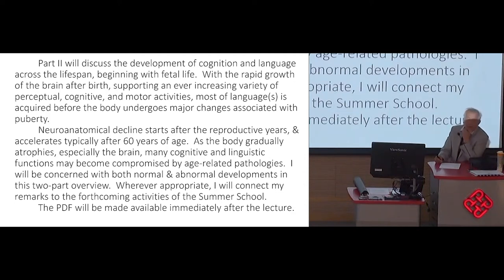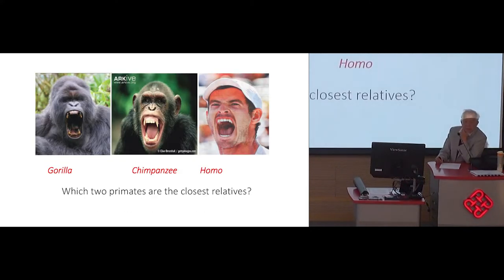Let me begin by giving you a little quiz. Many of you will recognize him, right? That's Andy Murray, one of the great tennis stars. And then there's a chimpanzee, a gorilla. All three are primates. Question is, which two primates are the closest relatives?